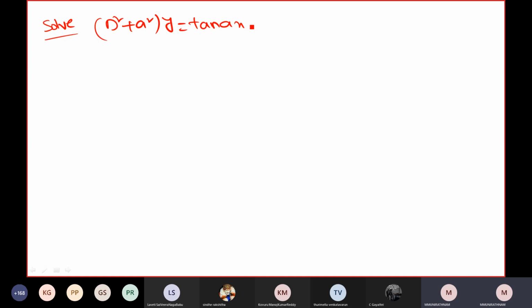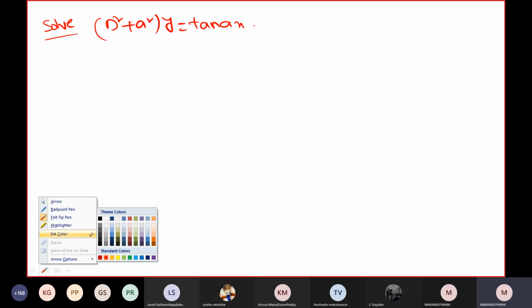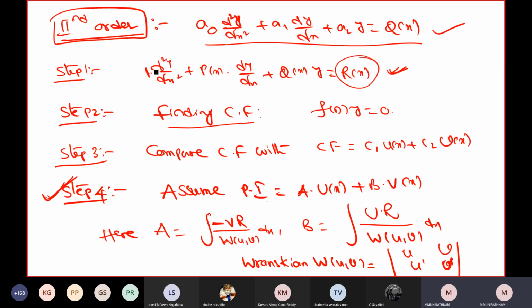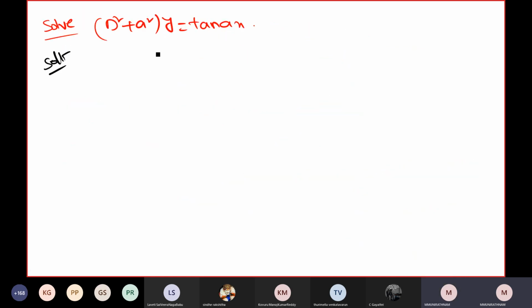Solve d square plus a square into y equal to tan ax. You know tan is not in our regular 5 methods, so we should go by this method. Write down. What is our first step? Step 1 is that the coefficient of the highest order should always be 1. Here it is already in that form: d square plus a square into y equal to tan ax. The coefficient of d square is 1, no need to worry.